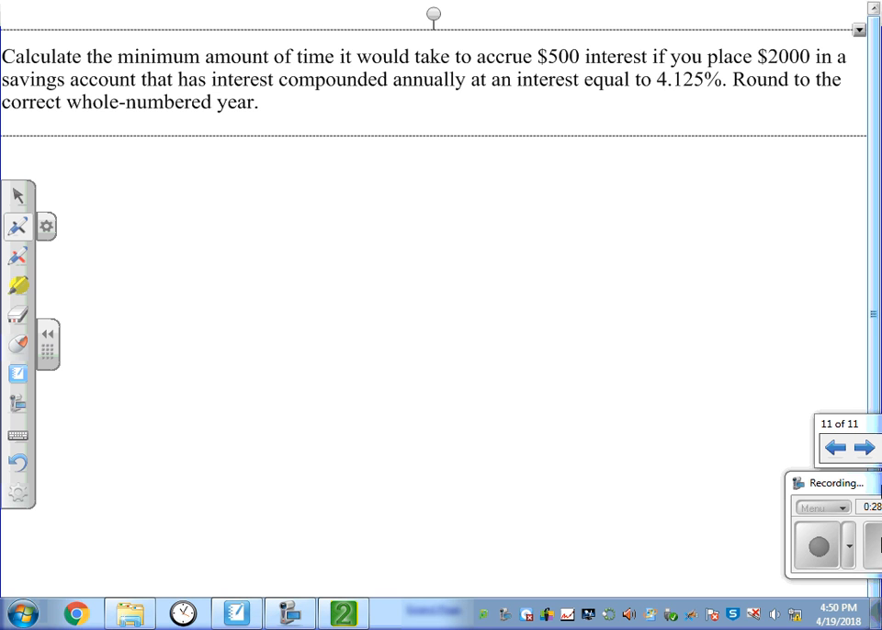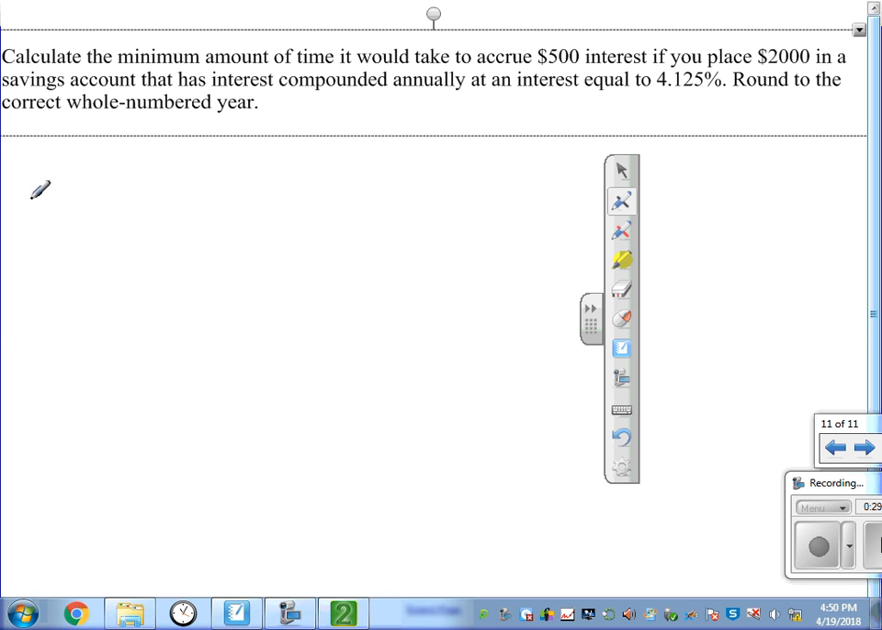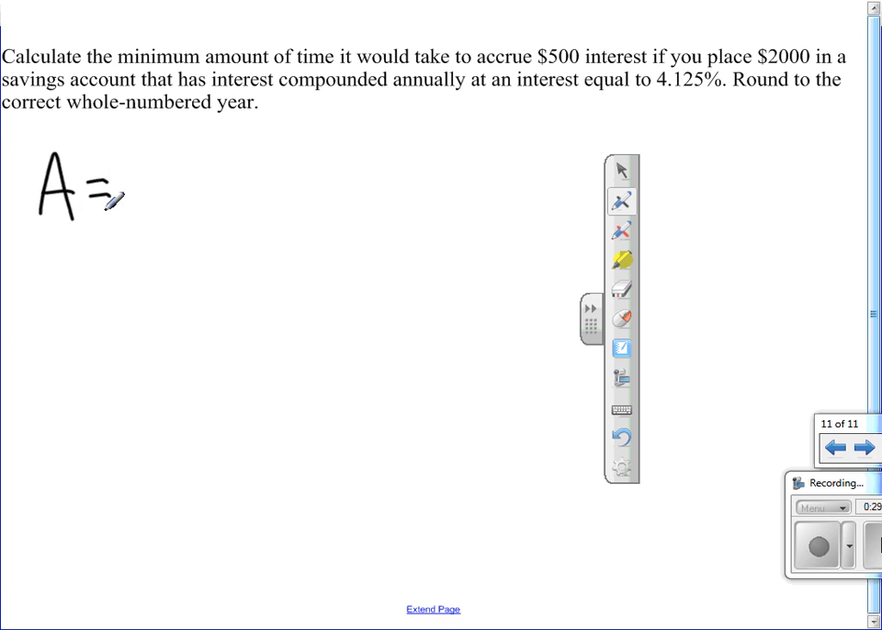All right, so let's get right into it. I'll provide the formula for you on the exam. You don't have to have that memorized, but I'm trying to get this out of the way. The formula is this. A equals the principal, and then inside we have 1 plus the interest rate, and then all of that is raised to the t. T means time.